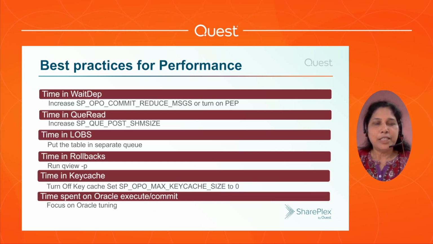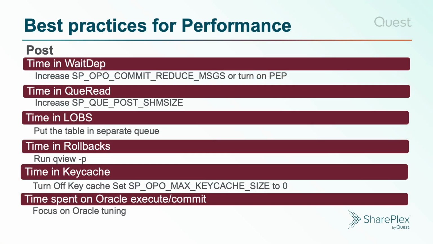If time is being spent in lobs, you want to put the table in a separate queue. If time is being spent in rollbacks, left to SharePlex, it will resolve the rollbacks by itself. But if you think that it is spending a lot of time, you may re-release them manually. You would run the qview -p command multiple times, but you will have to stop the post process before you do that. If time is being spent in key cache, turn off key cache, set SPOPO max key cache size to 0. If time is spent on Oracle execute or commit, it's time to focus on Oracle tuning.